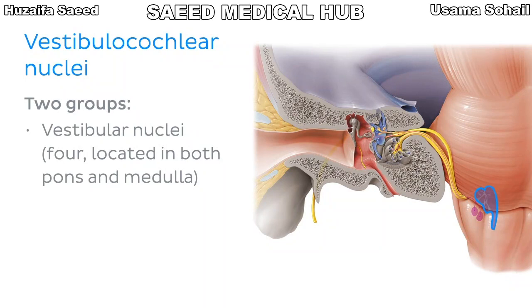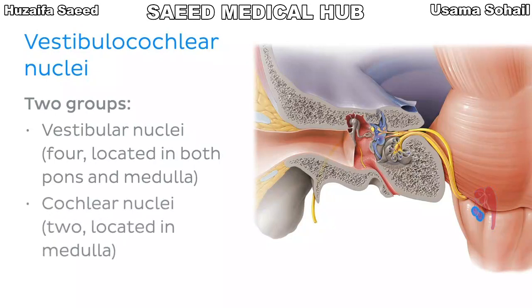And please note that these nuclei are actually located underneath the posterior side of the medulla. As for the cochlear nuclei, there are only 2 of them, and both of those are located in the medulla oblongata, which again you can see highlighted in blue.